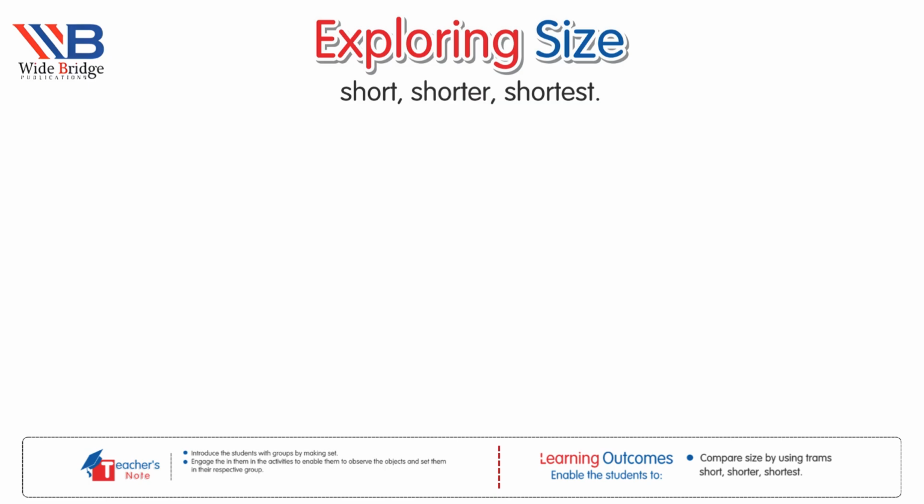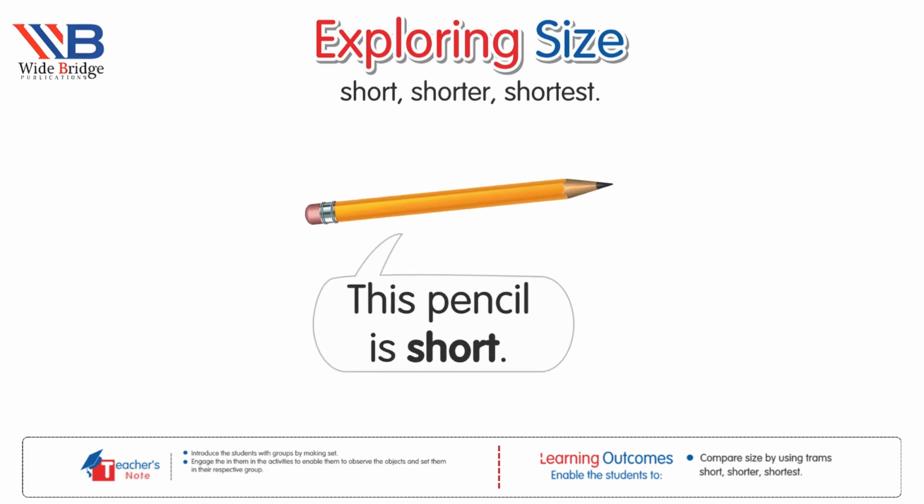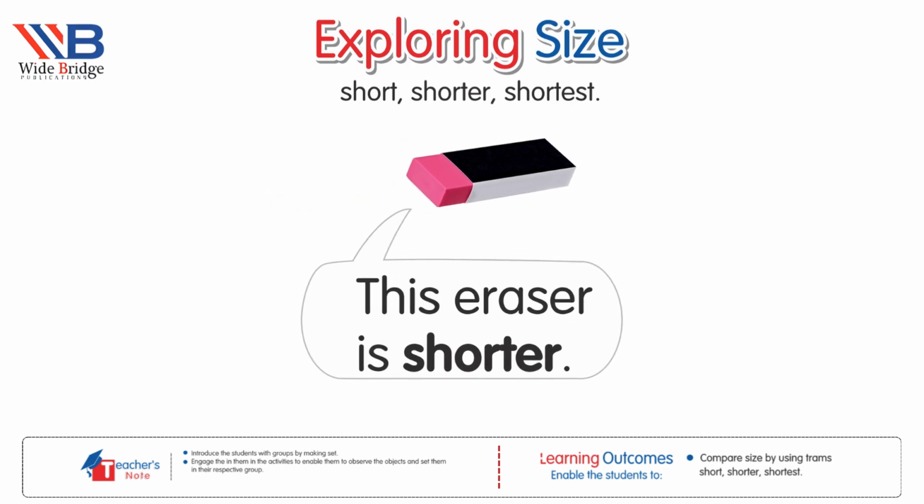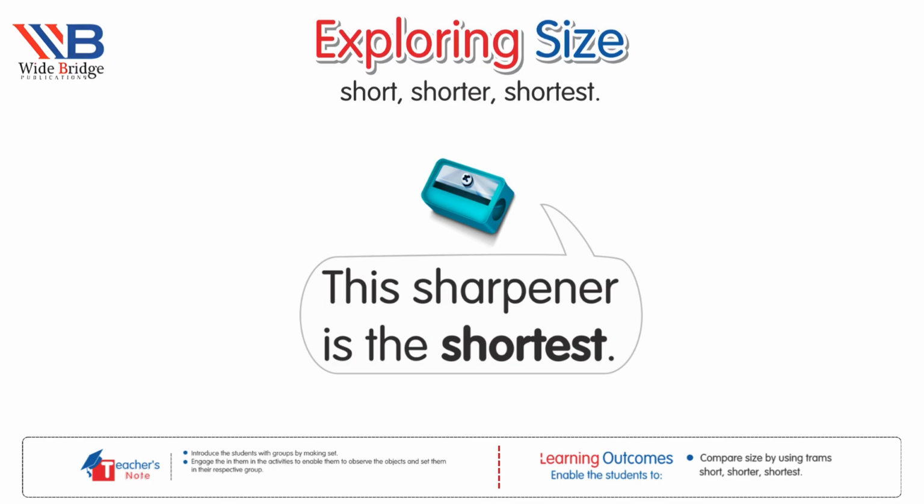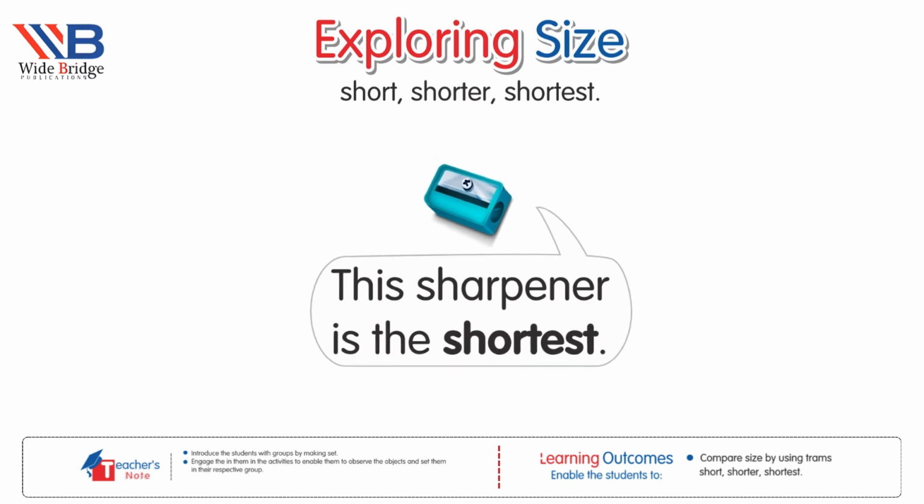Now look at this. This pencil is short. This eraser is shorter. And this sharpener is shortest.